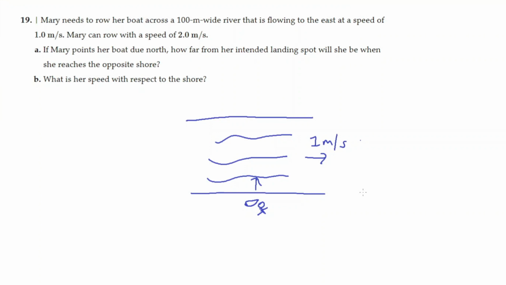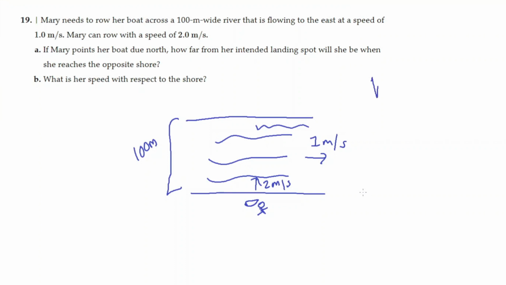So this is going to be a depiction of the river. It's flowing east at 1 meter per second. She's going to be rowing her boat north at 2 meters per second, and the river is 100 meters wide. First, let's find out the time it takes her to get to the other side just based on our vertical component. Then we'll figure out how far she's drifting off to the east as she rows there.